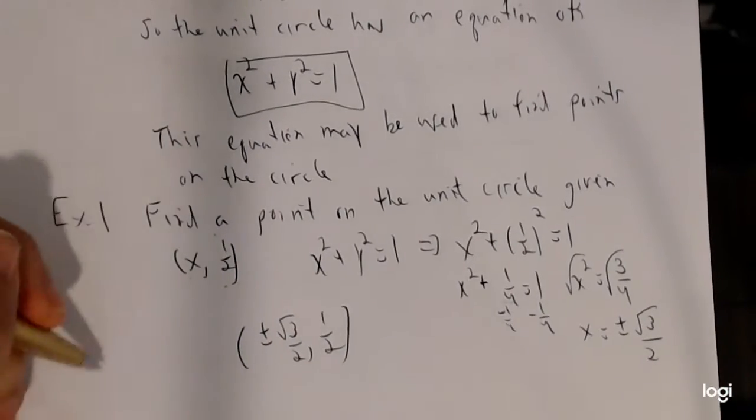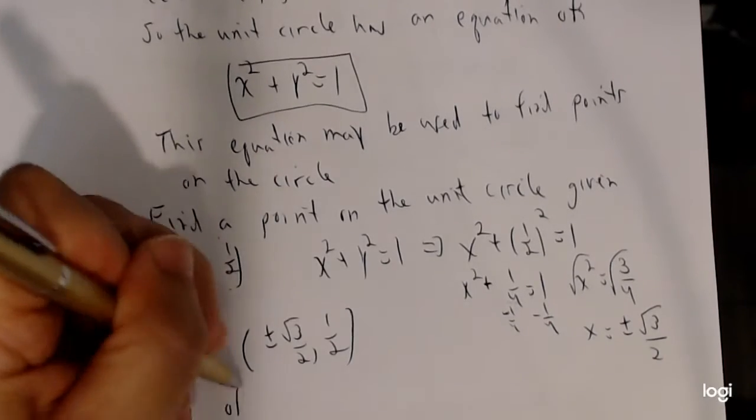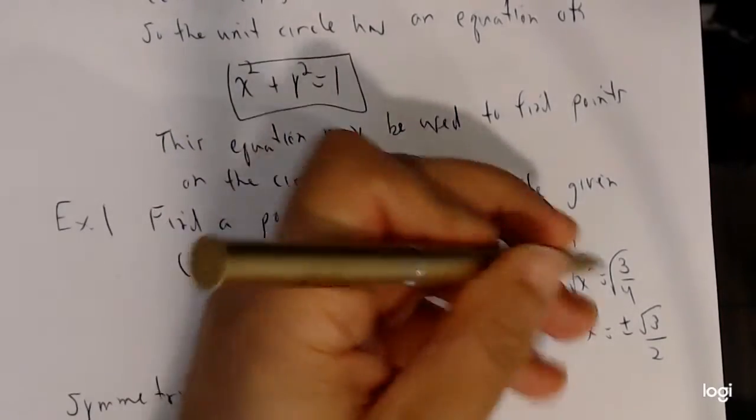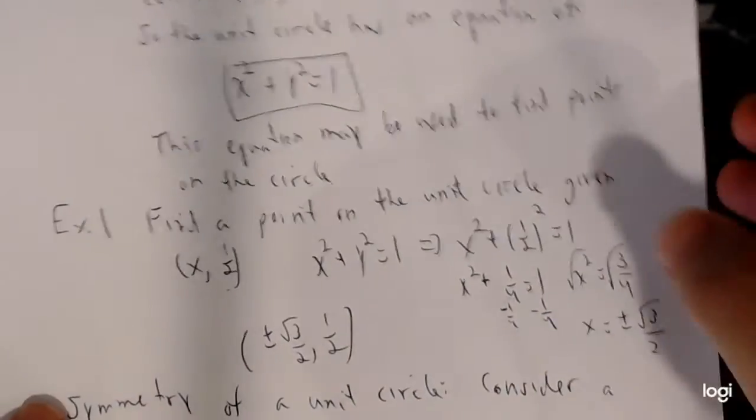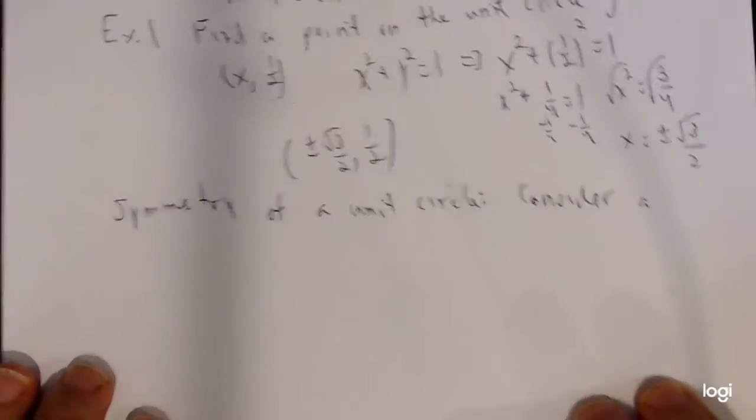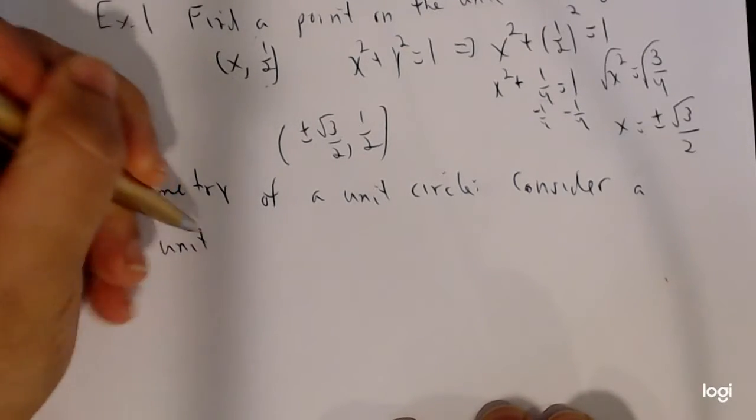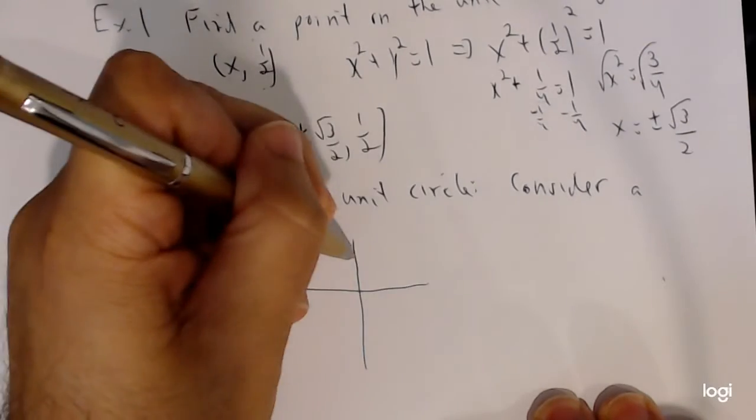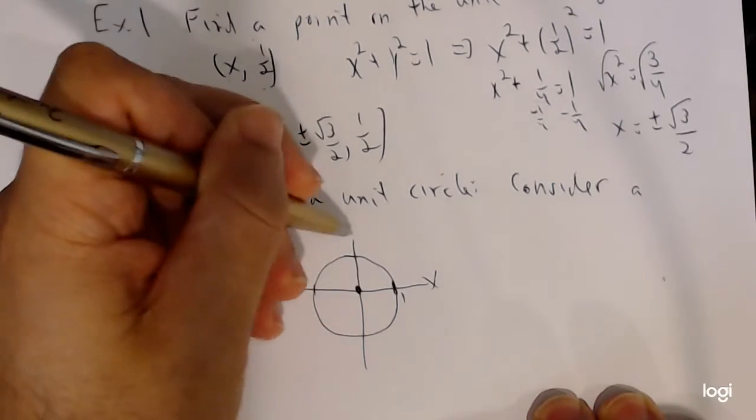So, symmetry of a unit circle. We're going to consider a unit circle. And let's just draw it out. So what is it that we have? We have this unit circle. Remember, it's centered at the origin and the radius is 1.